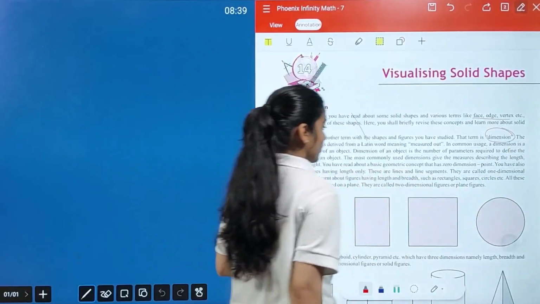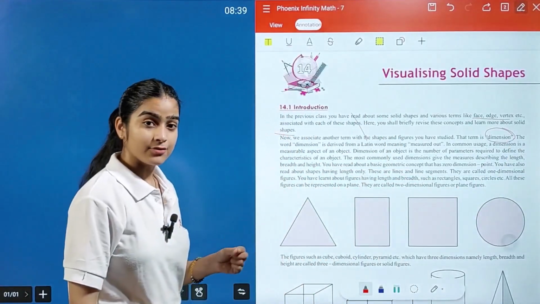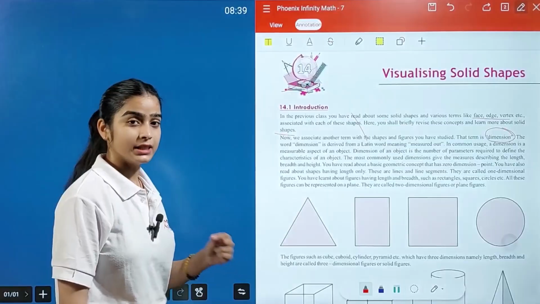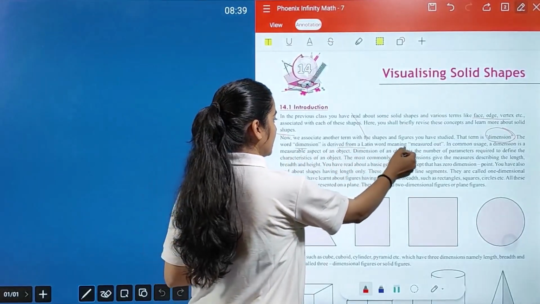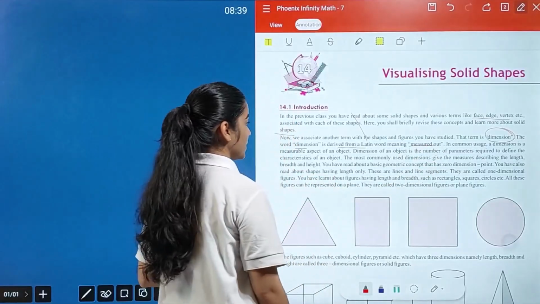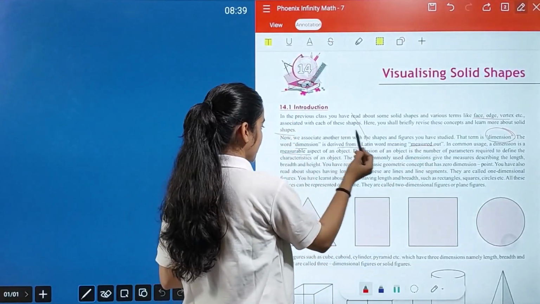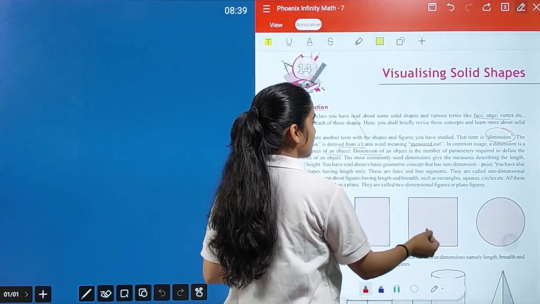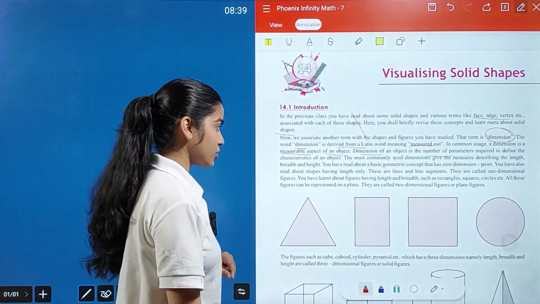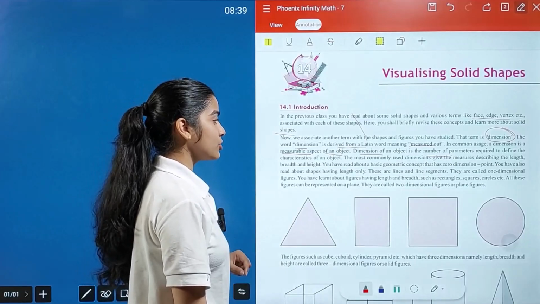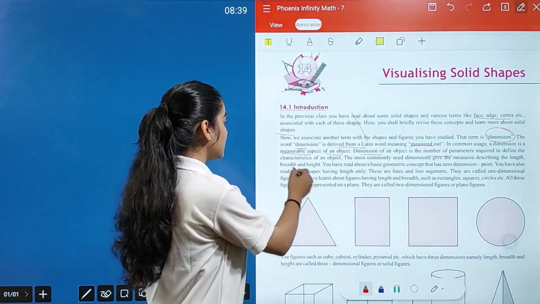dimension. When we say 2D, D stands for dimension. When we say 3D, D stands for dimension. The word dimension is derived from a Latin word meaning measure out. In common usage, a dimension is a measurable aspect of an object. The dimension of an object is the number of parameters required to define the characteristics of an object. The most commonly used dimensions give the measure describing the length, breadth and height.